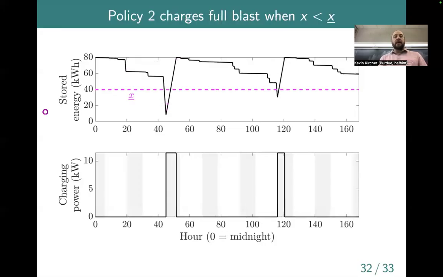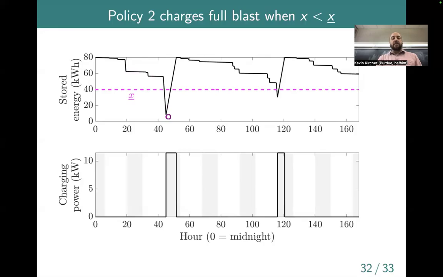Okay. And then policy number 2 basically says, do something similar to policy 1, but only do it if you are below a certain minimum energy. And here I've set that energy X min at 40 kilowatt hours, which is half of the full capacity, the 80 kilowatt hours. So you can see, even though we're driving and even though we're plugged in on some nights, we're only at, say, 75% energy right here. We're not below that 50% threshold, so we do not charge.